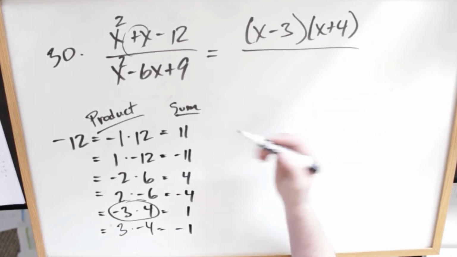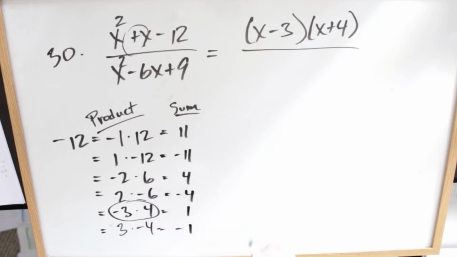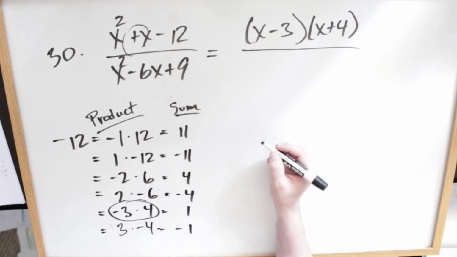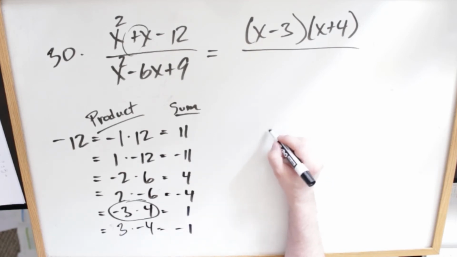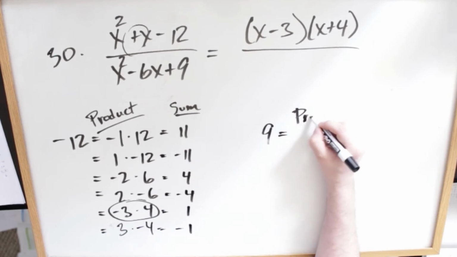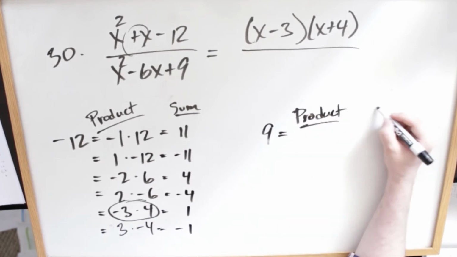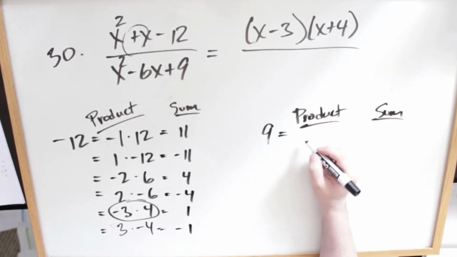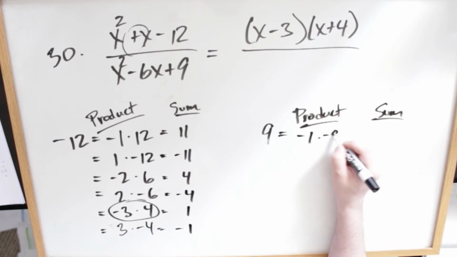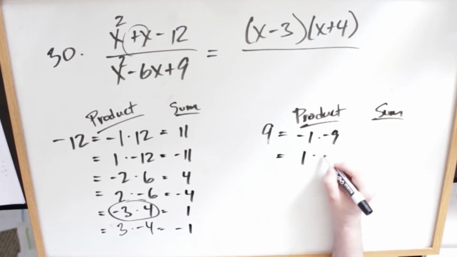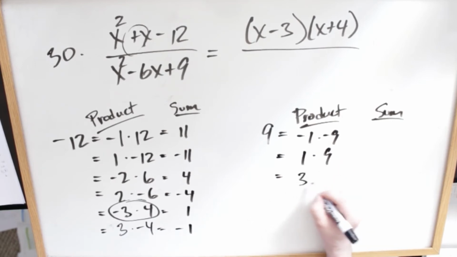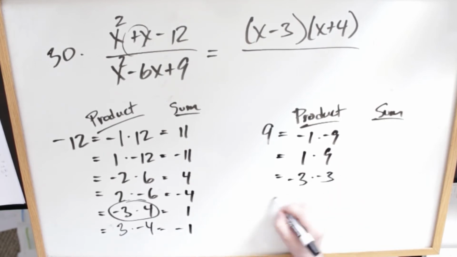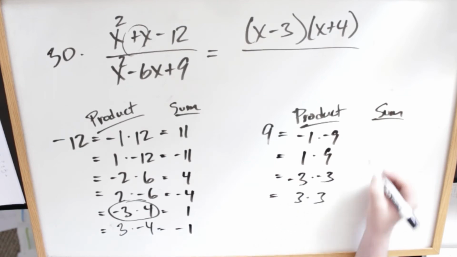So let's go ahead and do the bottom one. I'll do it the longer way, and then I'll show you the quicker way. I'm just going to process it in my brain out loud so you can kind of follow along with me. All right, so we've got 9. Here's product. And here's our sum. Okay. So for 9, this is actually a pretty straightforward one. It's just going to be -1 times -9, 1 times 9, -3 times -3, and 3 times 3, and then we add these all up.